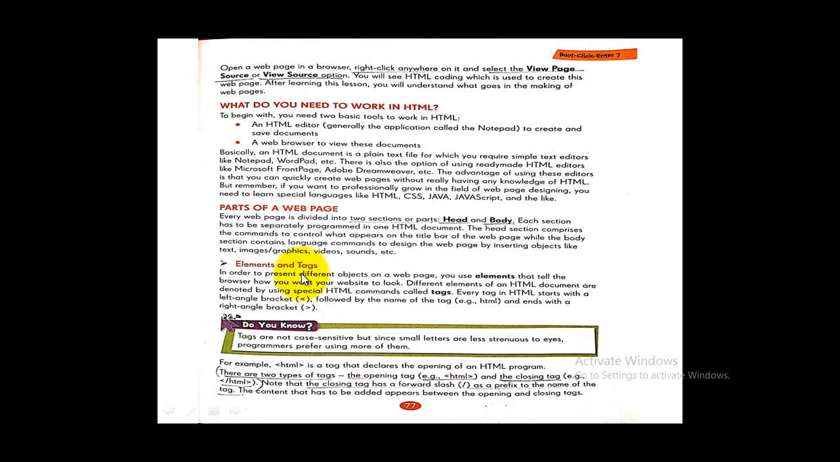Now elements and text. In order to present different objects on a web page, you use elements that tell the browser how you want your website to look. You have to use these elements. Different elements of an HTML document are denoted by special HTML commands called tags.